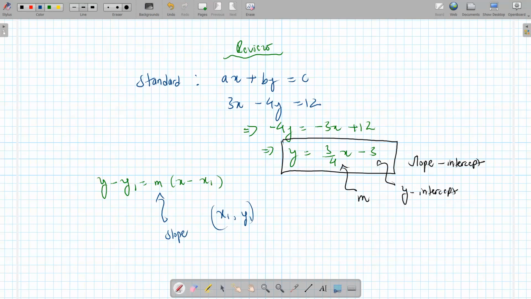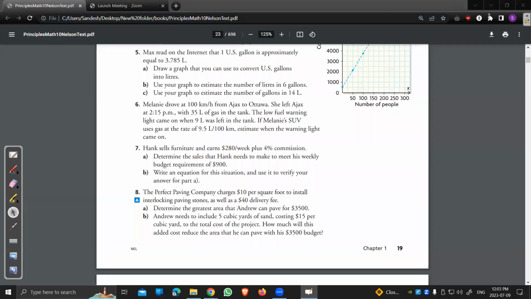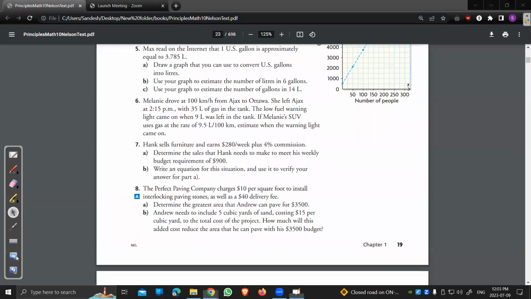Once you have the equation, it's kind of easy, right? But in this unit, they will not give you the equation. You're going to have to come up with one by yourself. It's always going to look something like this, or something like this, okay? We just have to see what it is. Let's look at a question here.